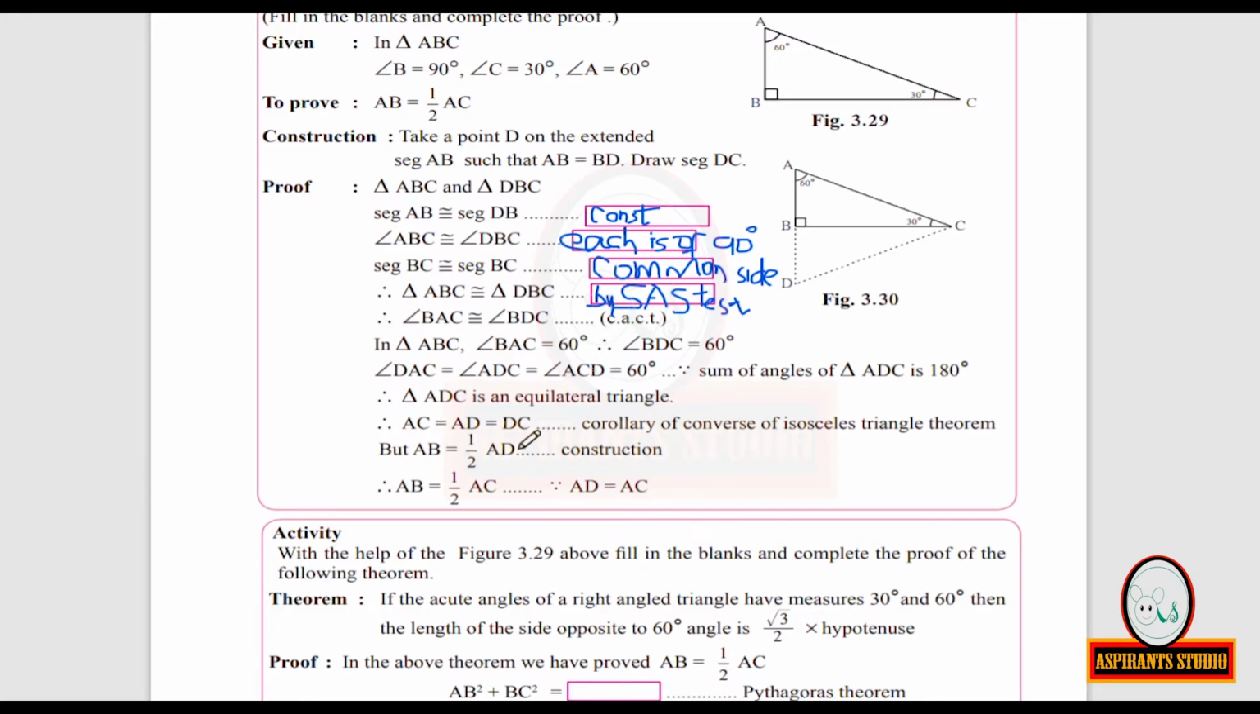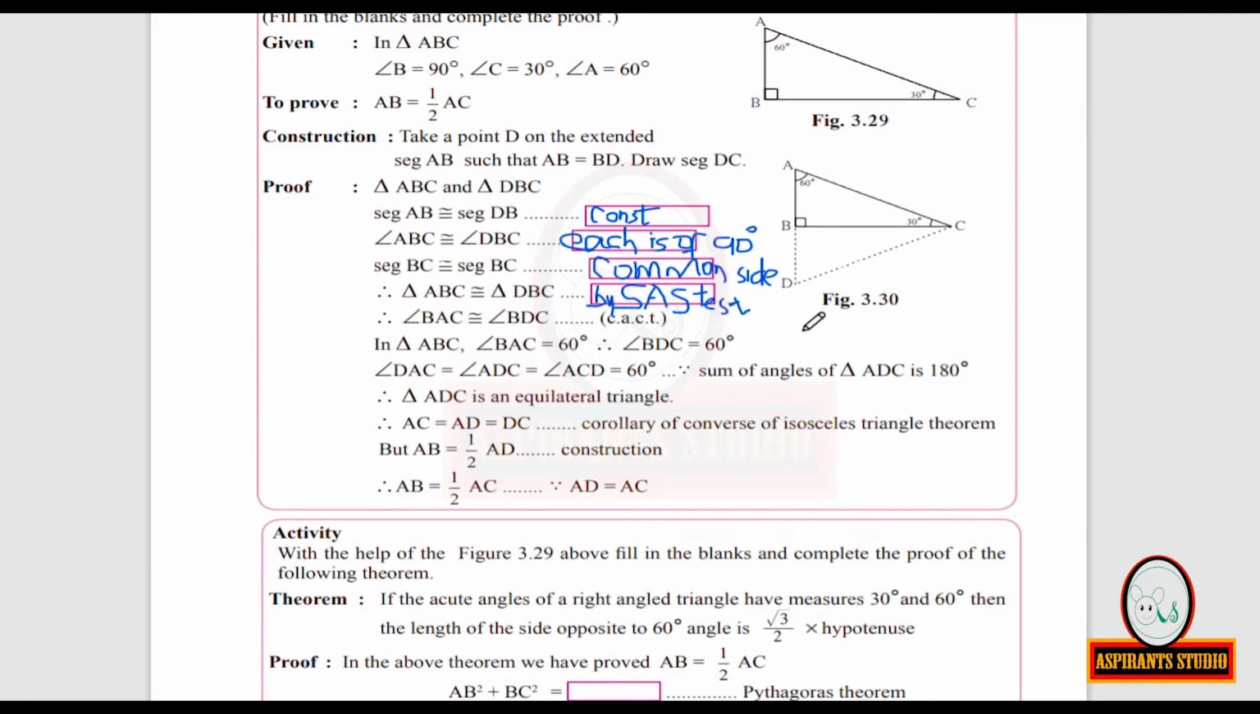But we have AB is equal to half of AD by construction. Now look at the figure. According to our construction, AB is equal to BD. So AB will be half of AD. Because of the construction, AB is equal to half of AD.